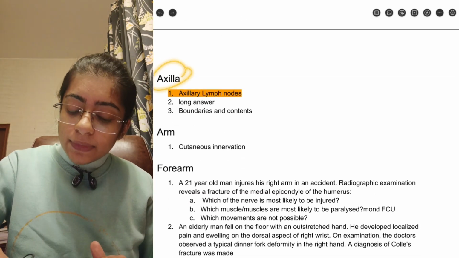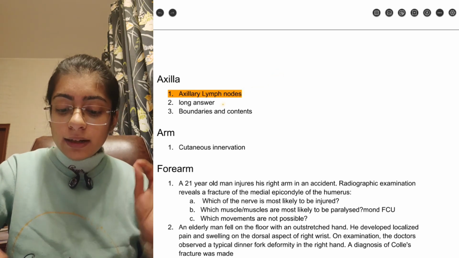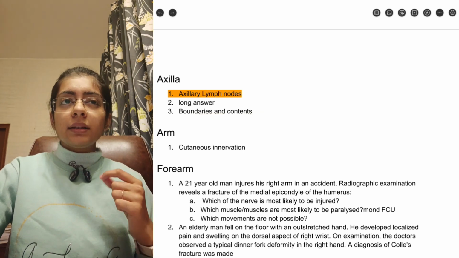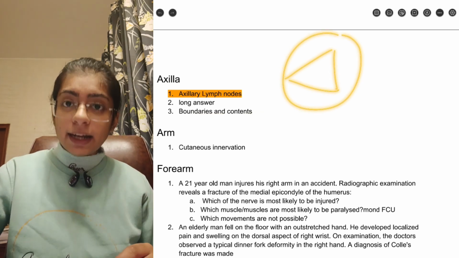Next is axilla. So axilla, axillary lymph nodes, and a long answer can come from it. Boundaries and contents are less important, but yes, they matter. I hope you remember that triangle diagram, right?